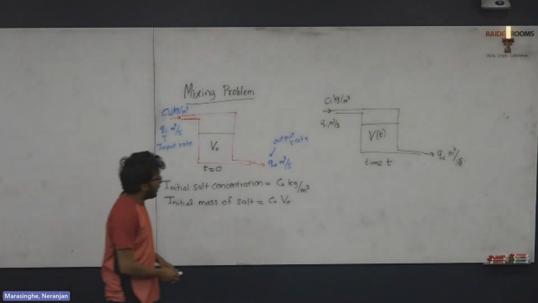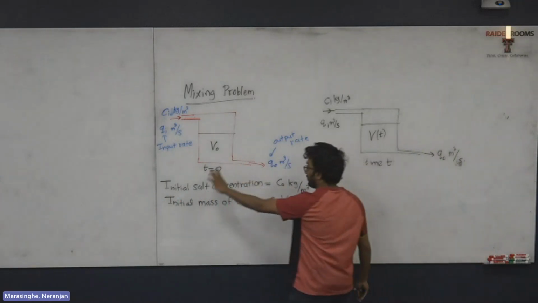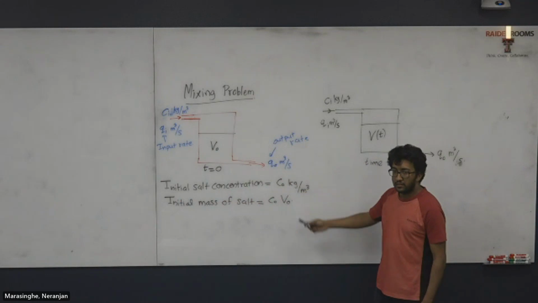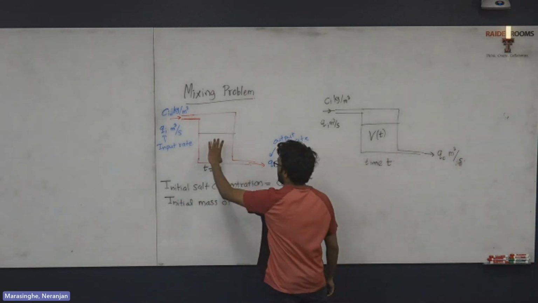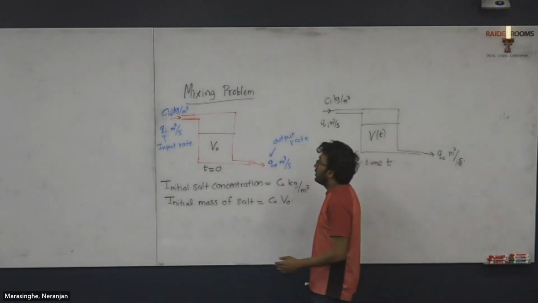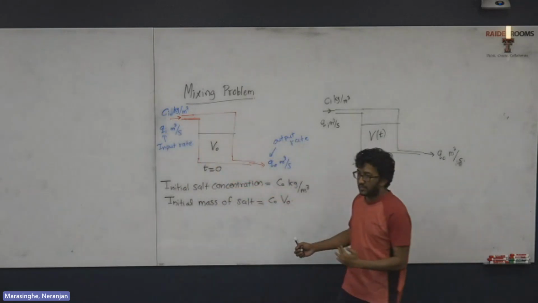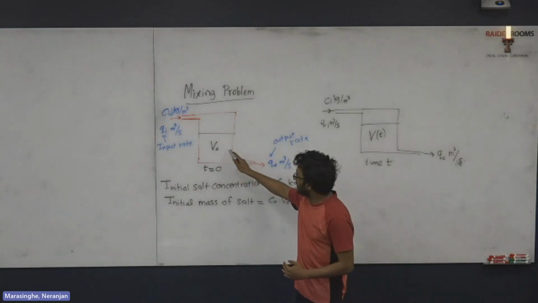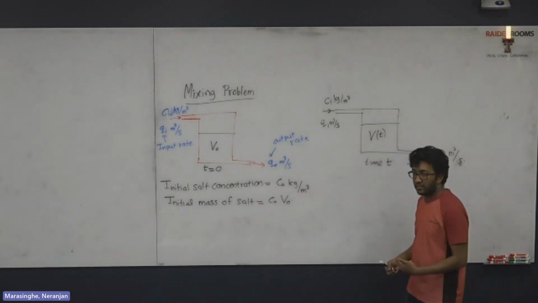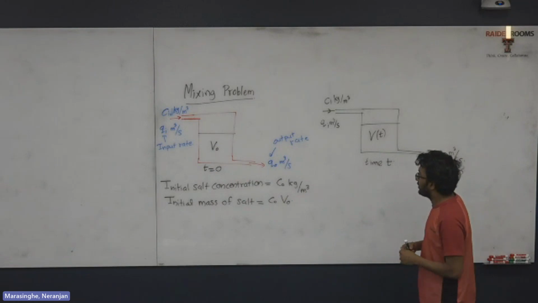Are there any questions about this idea? We have an initial volume and an initial concentration. So what would happen to this initial concentration? A liquid with a different concentration would enter this tank, so the salt concentration inside this tank is going to change. Let's try to obtain some differential equations.